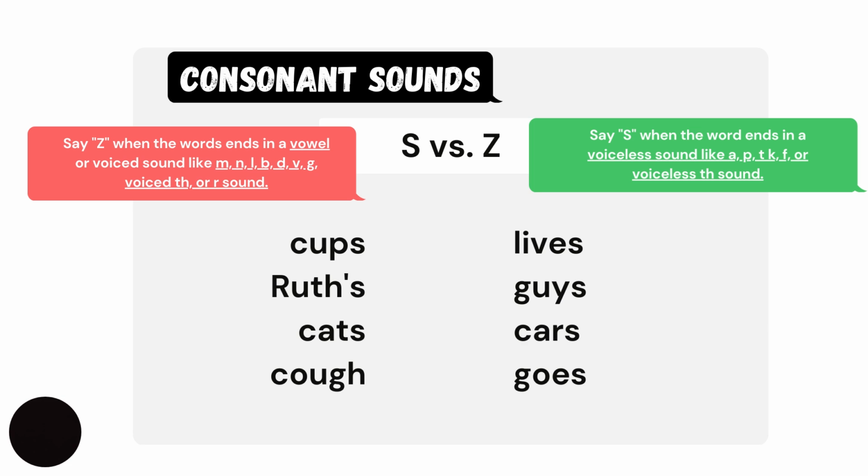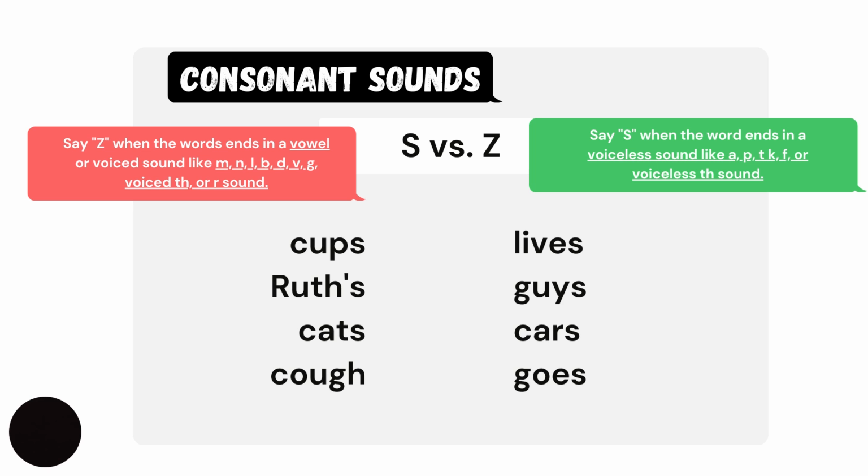So aside from V and B, F and P, we also have the letters S and Z. In these examples, I have given a differentiation between these two. We have the words cups, roots, cats, and cough. For letter Z naman tayo, we have lives, guys, cars, and goes.